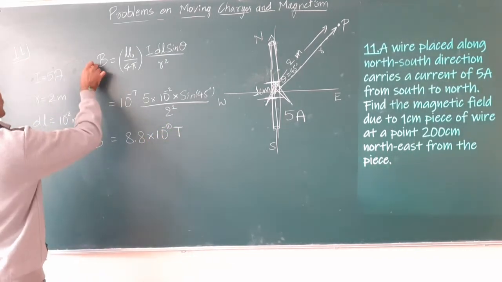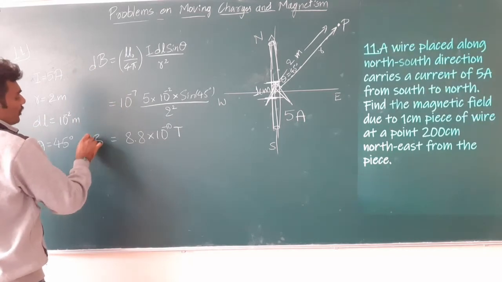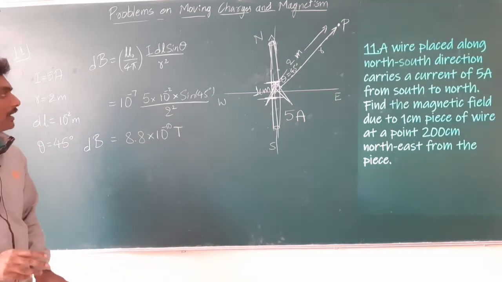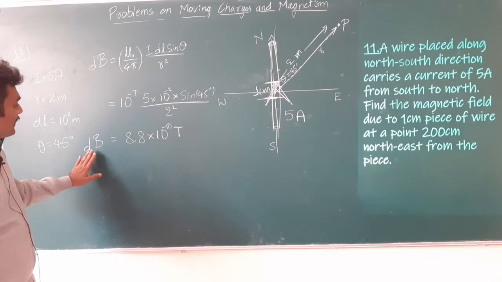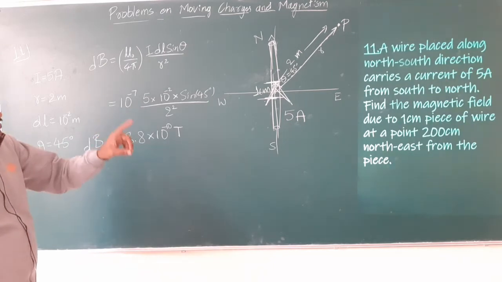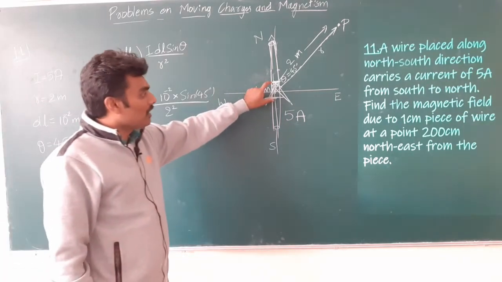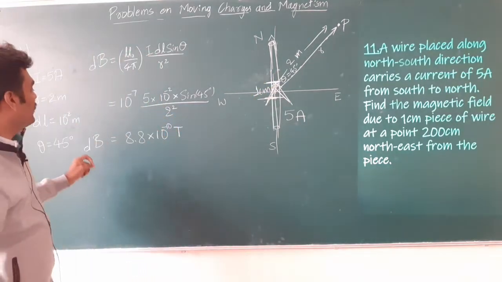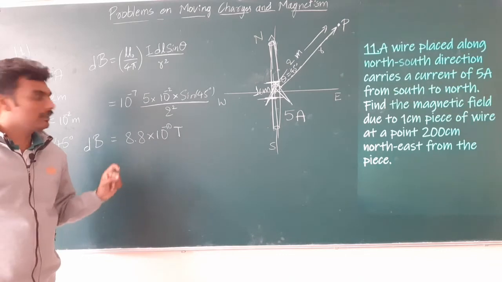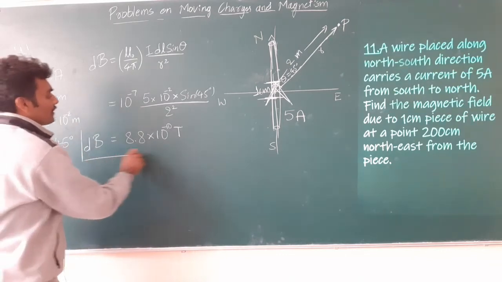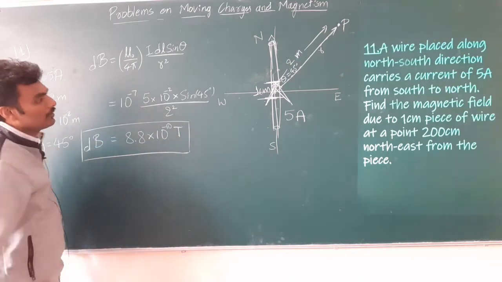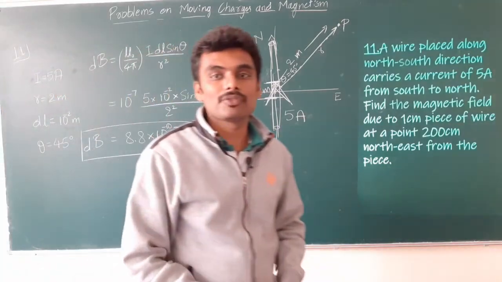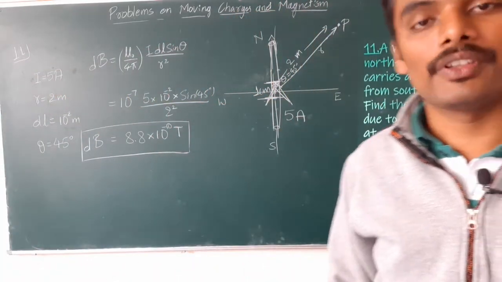We can consider this as dB. No problem, even if you keep it as B, that's also fine. But it is kept as dB because the magnetic field at P due to this small element will also be very small. That is why we took dB instead of B. So this is the small magnetic field that we get due to the small element that we have chosen. So this is about the 11th question.